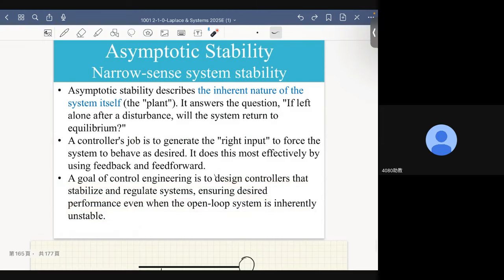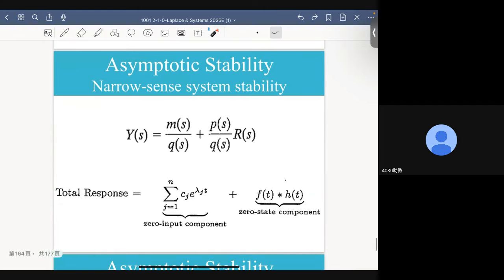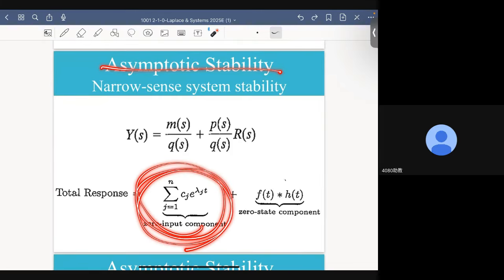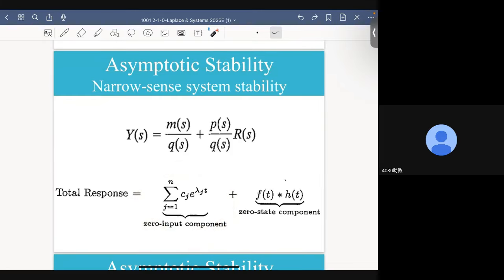Because asymptotic stability only takes this into account. It does not mention anything about the input. So if you don't apply any input, of course, for an unstable system, this will go to infinity, okay? And that will create an instability problem, and the system will definitely crash.